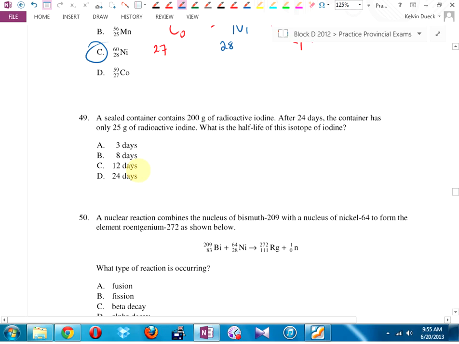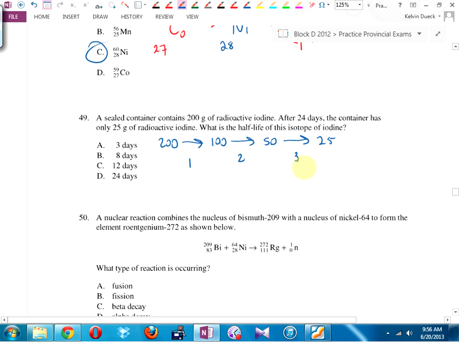Half-life. So a sealed container contains 200 grams. After 24 days, this container only has 25 grams of radioactive iodine. Let's start with the 200, and let's divide by 2 in our heads. 100, that's one half-life. Next. That's two half-lives. Next. That's our goal. That's three half-lives. Apparently, three half-lives have gone by.